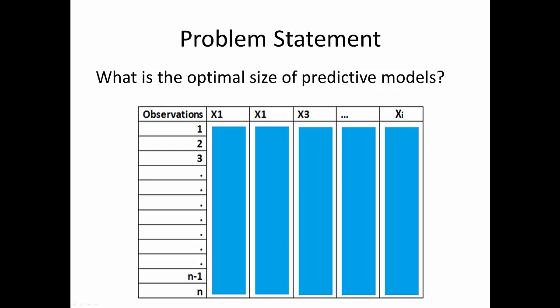So, to put this problem statement into a visual, let us imagine a data set with n observations and x1 to xi explanatory variables, as seen here. To create a predictive model from a data set using multiple linear regression, we need to first select the explanatory variables that will best predict the response variable.